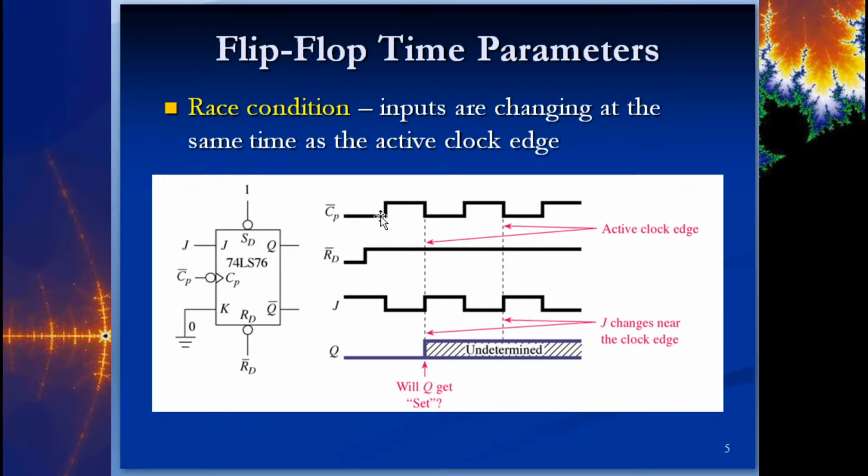Now, when this clock pulse goes from high to low at this one point in time, at the same time J is transitioning from low to high. So does it accept J as a low or does it accept it as a high? I don't know. When you have something like this, we call that a race condition, and that just means that you have multiple things transitioning on a clock edge.